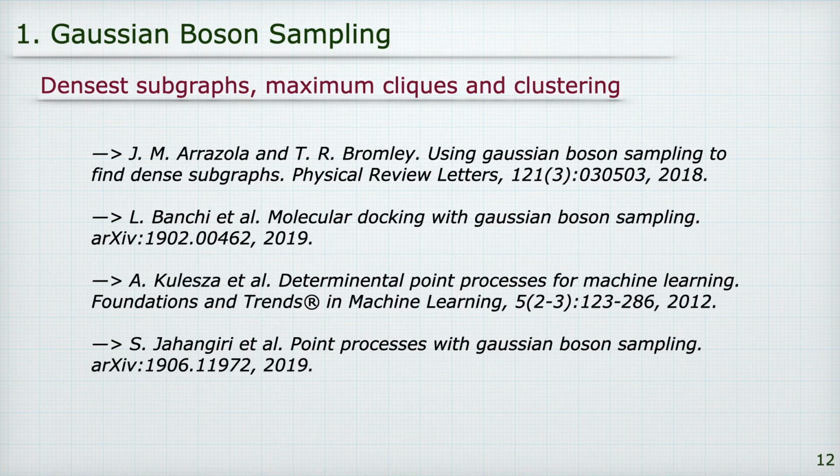With all these interesting properties, it is easy to imagine how GBS could be useful to solve some classical graph problems. The work shown here focused on identifying densest subgraphs, identifying maximum cliques, and solving clustering problems. And in our work, we go one step towards representing more general optimization problems with Gaussian Boson sampling.